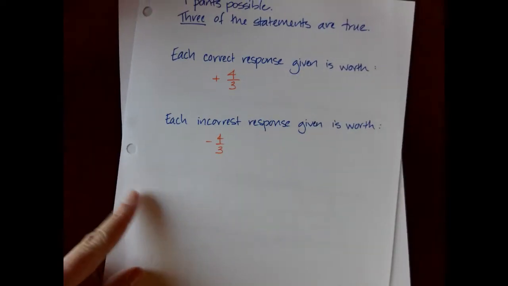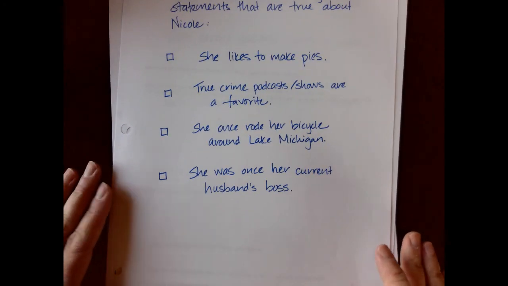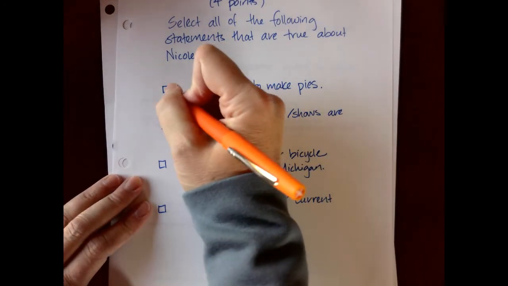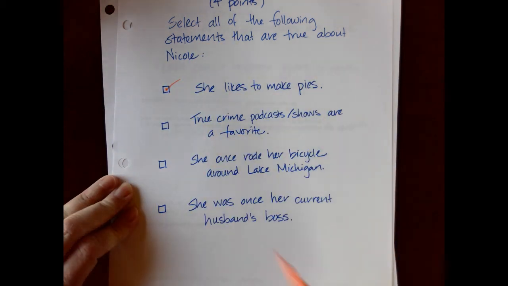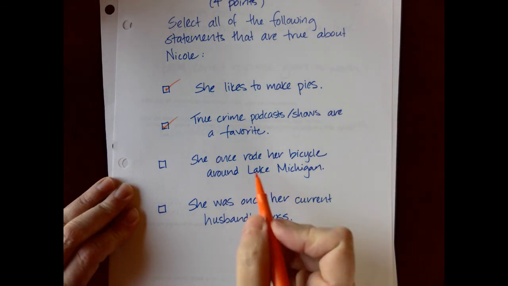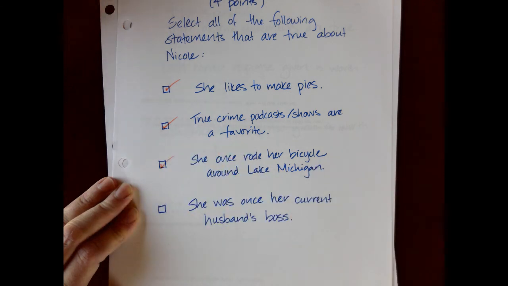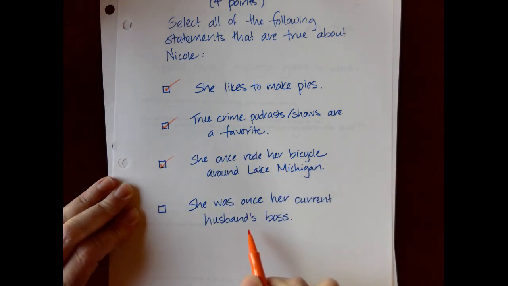I did want to pop back to this. In the ones in here that are true about me, this one's true: I like to make pies. I do like true crime podcasts and things like that, and unsolved mysteries. I like that stuff. I did once ride my bicycle around Lake Michigan. And this is actually the opposite way. A long time ago in college, my husband was my boss, and that just blows my son's mind that his dad was ever my boss. So this is the one that is incorrect.